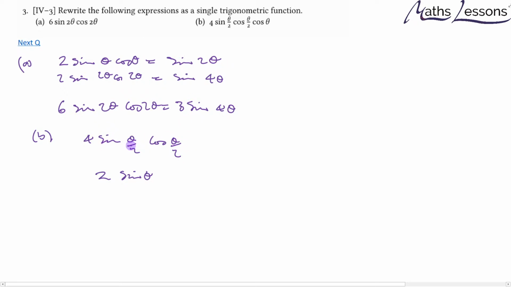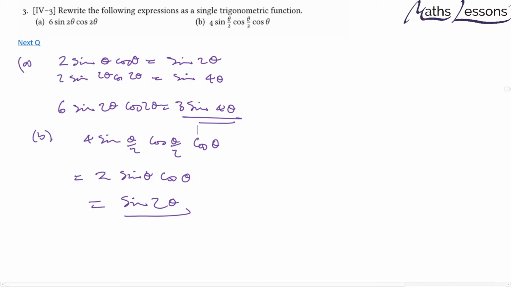So we've got 4 sine theta over 2 cos theta over 2. Remember not to forget the cos theta, so let's put that in. And that's going to be equal to 2 sine theta cos theta, which is just equal to sine of 2 theta. So there's our 2 answers.